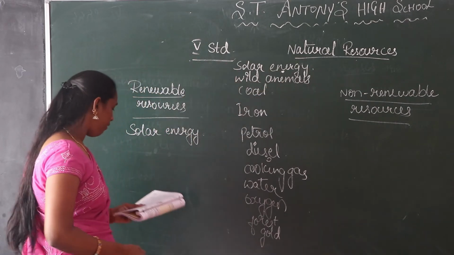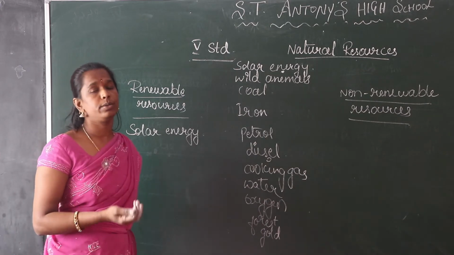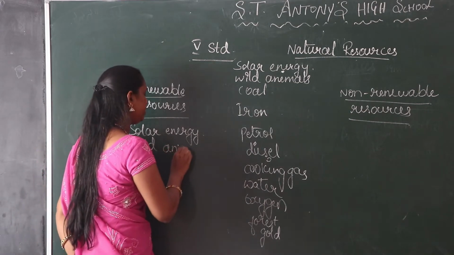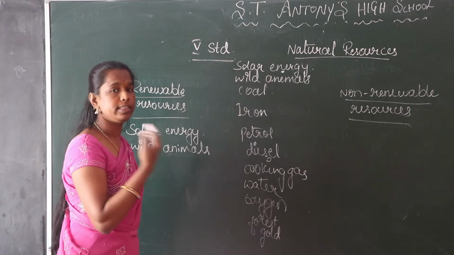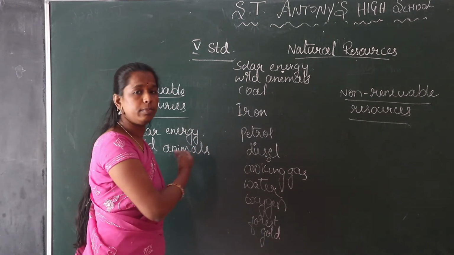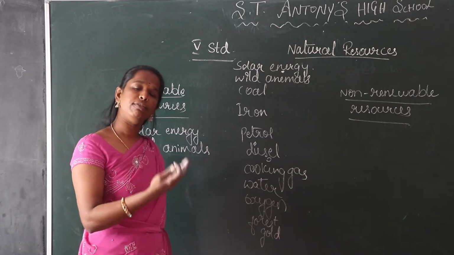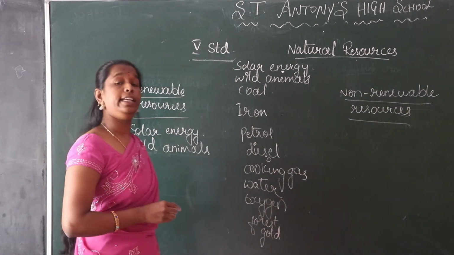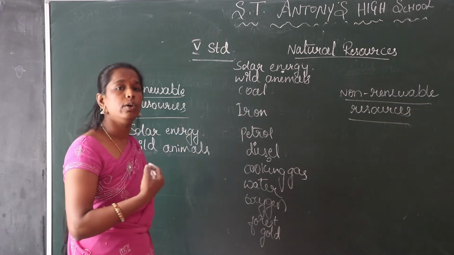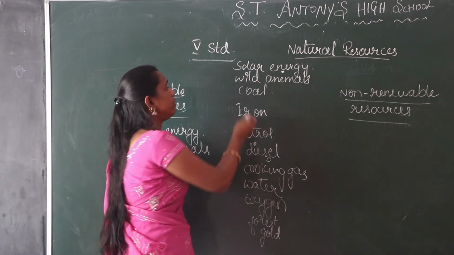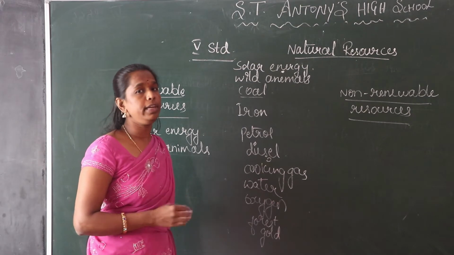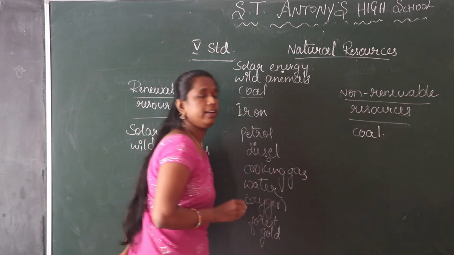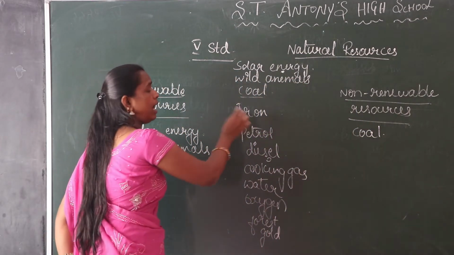Wild animals are also renewable resources. How? Wild animals come under the renewable resources because they reproduce, so they will be available continuously. And then coal cannot be available continuously, because due to the continuous usage of these minerals. So coal comes under non-renewable resources.